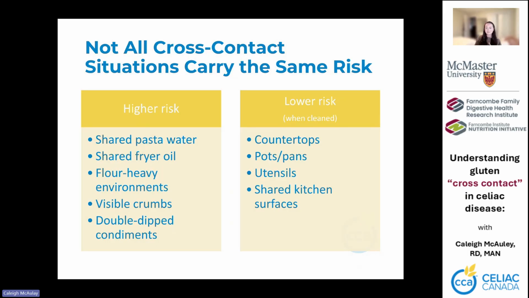And when I'm teaching people about cross-contact now, I really try to move away from black and white thinking, yes or no answers, or safe versus unsafe, and really move towards a risk assessment approach. And I think that's where celiac disease care is moving anyways, talking about higher risk situations versus lower risk situations, and it helps people understand.